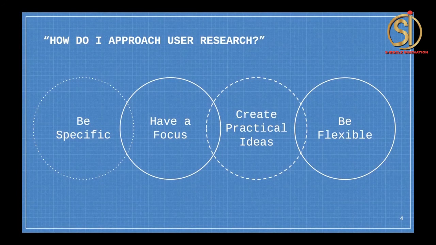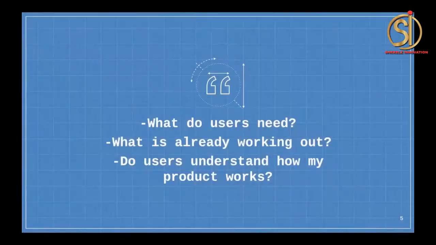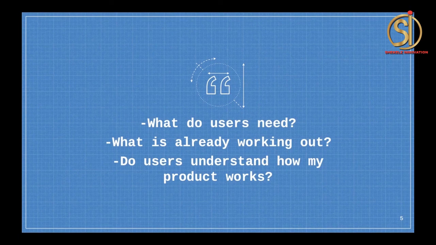The criteria that will help you gather the right plans for your project are quite simple, which are: be specific, be focused and relevant to what you're trying to understand, make your ideas practical with the resources that you have, and be flexible with your methods. Now, you would approach user research in its early stages by asking yourself questions like, what do users need, or what is already working and what isn't?